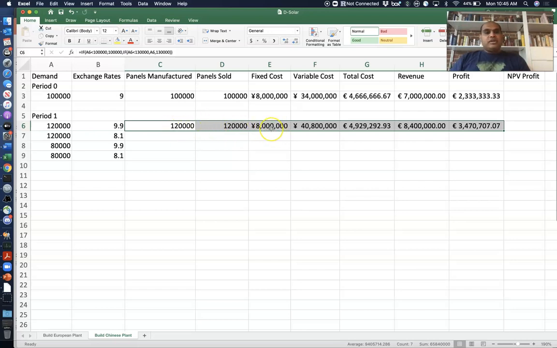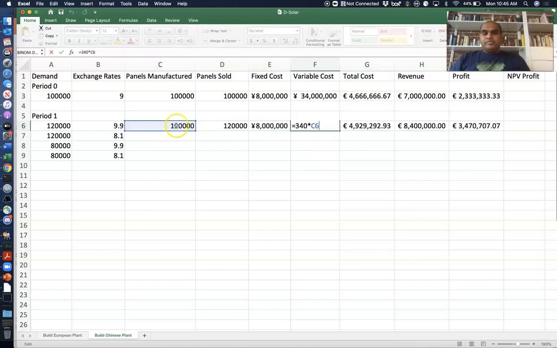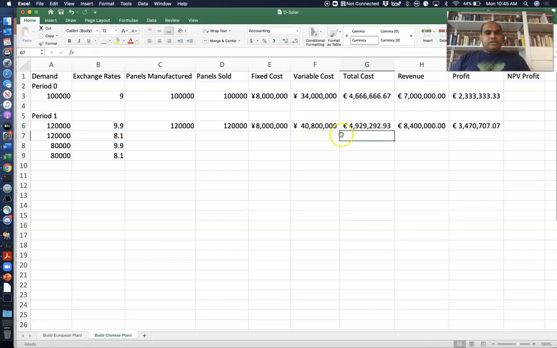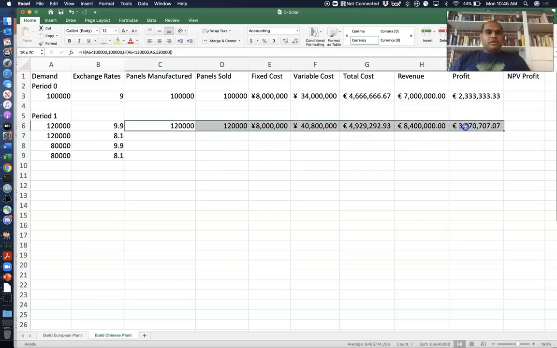Now the fixed cost is 8 million yuan. That doesn't change. The variable cost is 340 times the number of panels that are manufactured. And the total cost is the sum of these two divided by the current exchange rate. The exchange rates are going to be different for each of these calculations. The revenue is based upon selling everything for 70 euros. So you're just going to multiply this with 70, and the difference between revenue and total cost is the profit, right? So these formulas are not going to change.